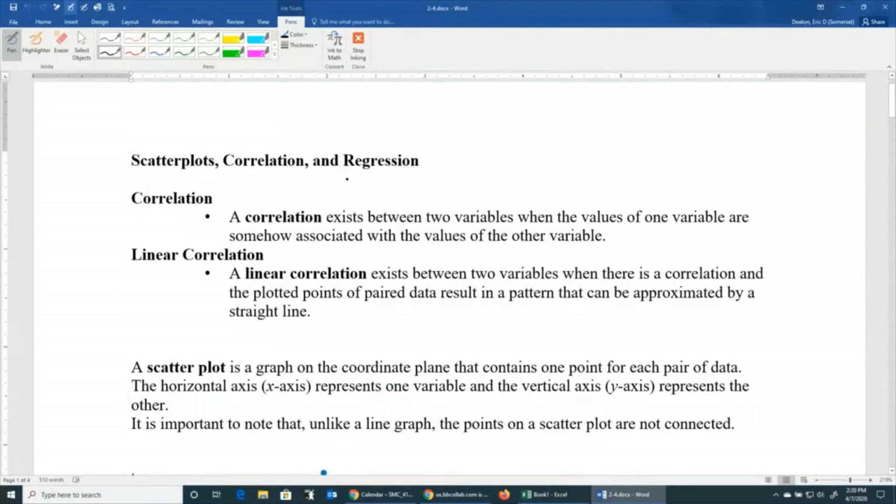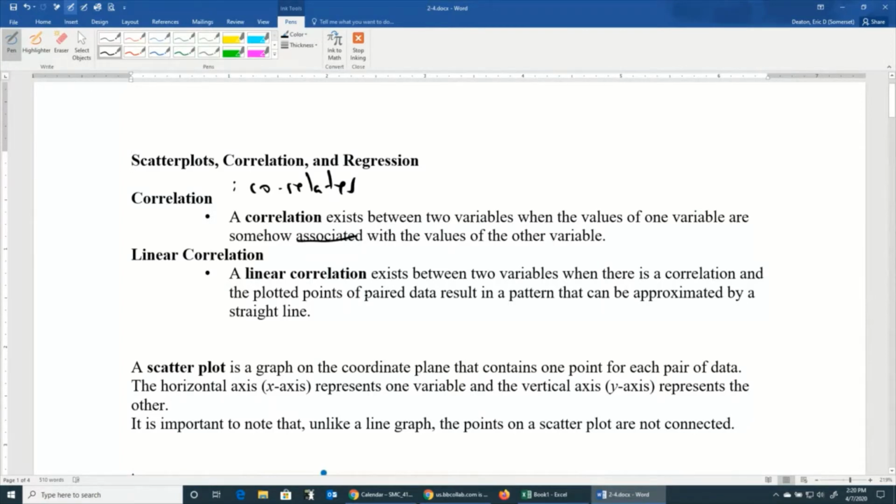Scatter plots, correlation, and regression. Correlation, the key word here if you look at it: correlate. Is there a relationship between two variables? Does one affect the other one? Or is it an association of the two?